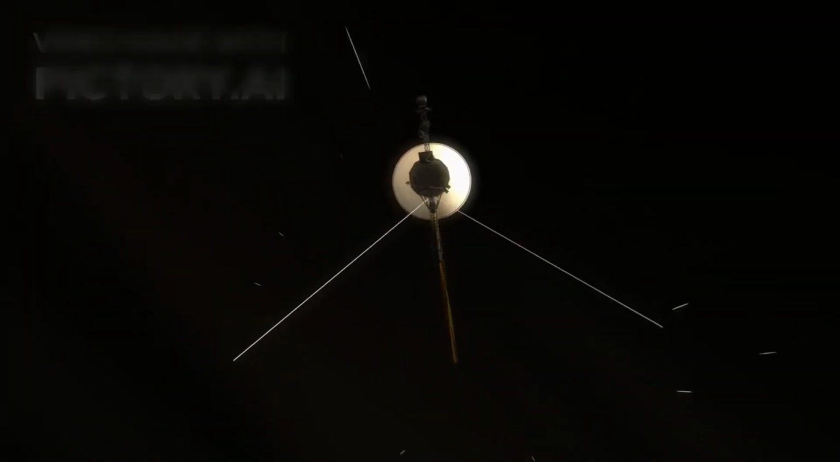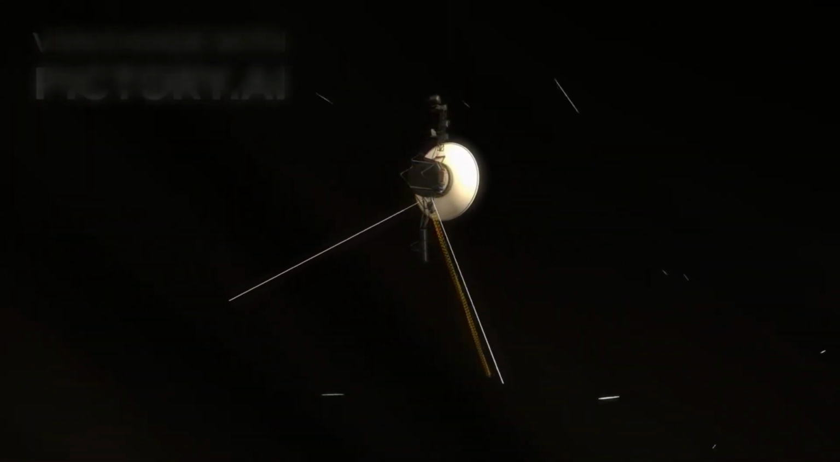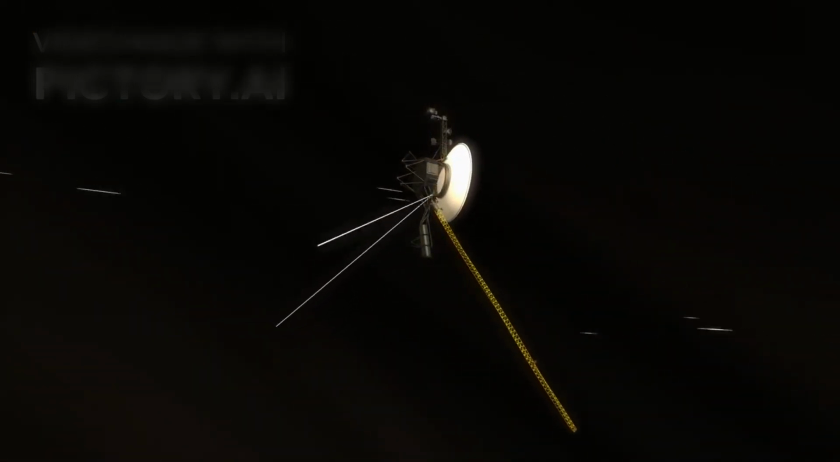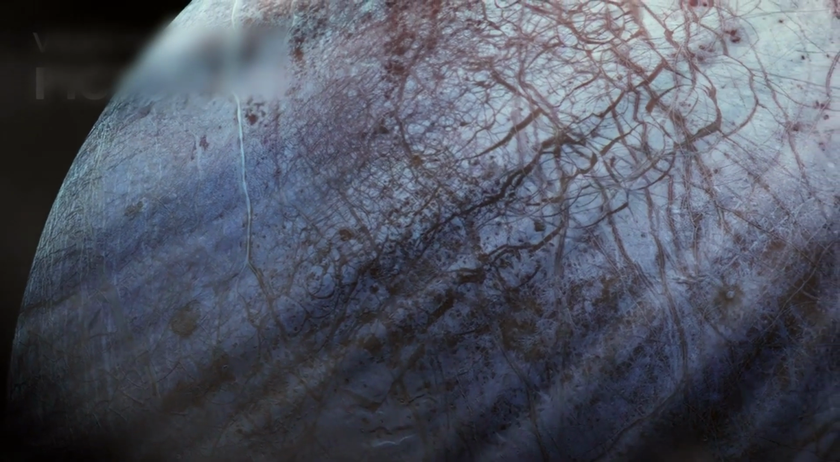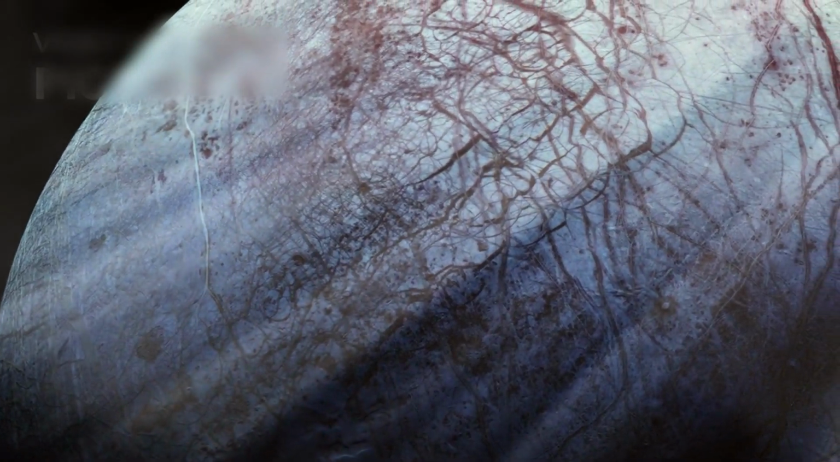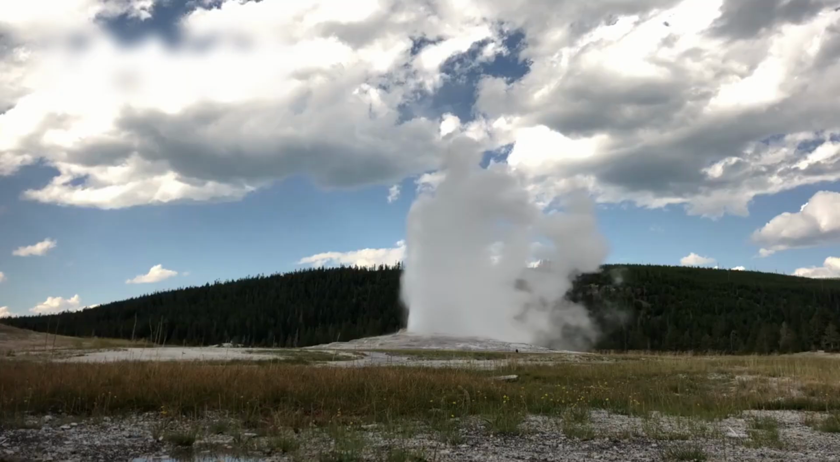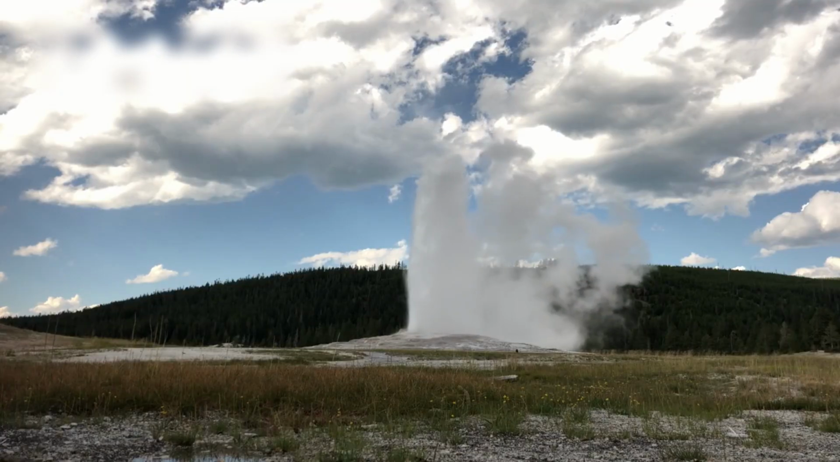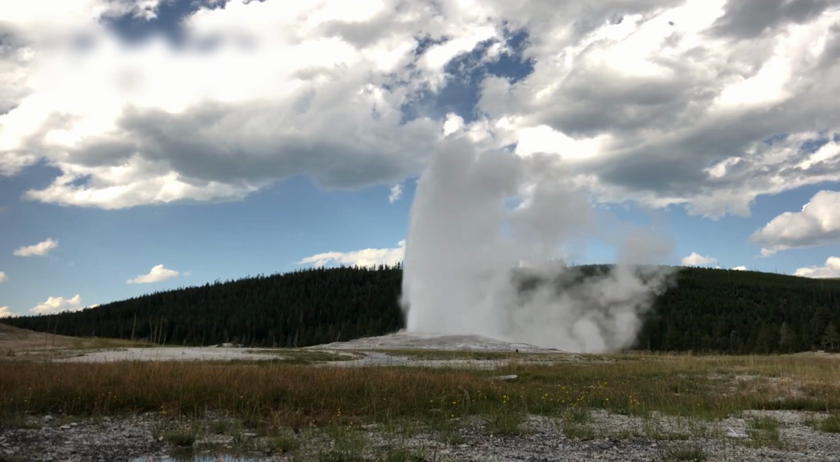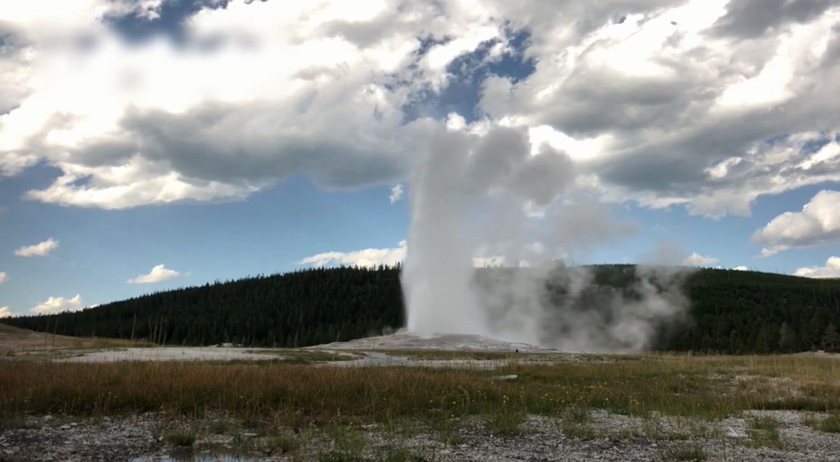The Voyagers have done more than capture images and readings. They've rewritten the story of the solar system. Thanks to them, we now know that Europa and Enceladus may harbor subsurface oceans capable of supporting life. We've seen volcanoes on Io, geysers on Triton, and ring systems more complex than we ever imagined.